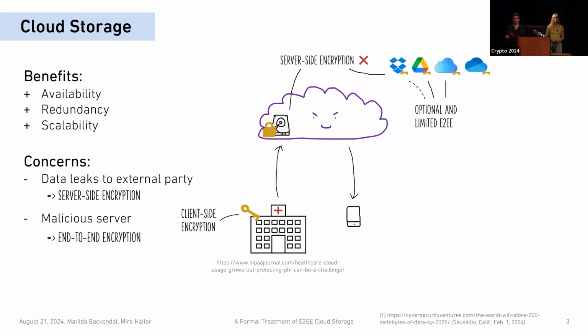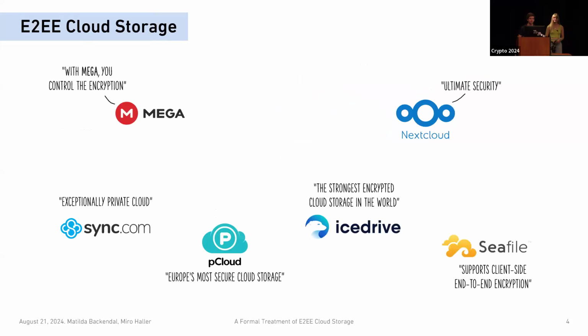And the big providers have started rolling out end-to-end encryption in the last 2 years, but often this feature is still optional, and enabling it limits you in the functionality that you get out of this cloud storage provider. In contrast, there's a lot of smaller providers that offer security as their main selling point and that have end-to-end encryption by default. This includes Mega with over 300 million users and the self-hostable Nextcloud that's used by the German government and many other big organizations.